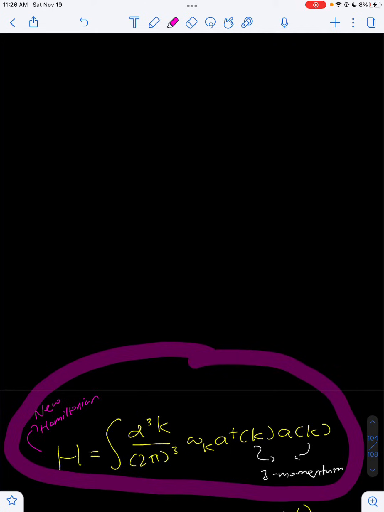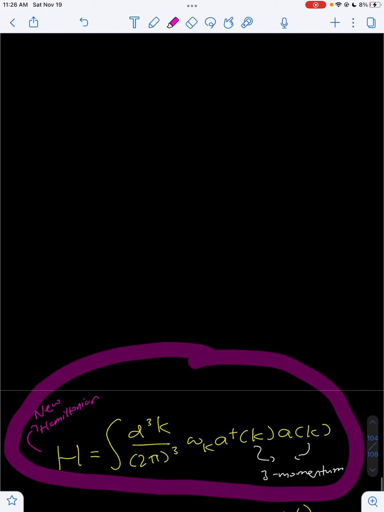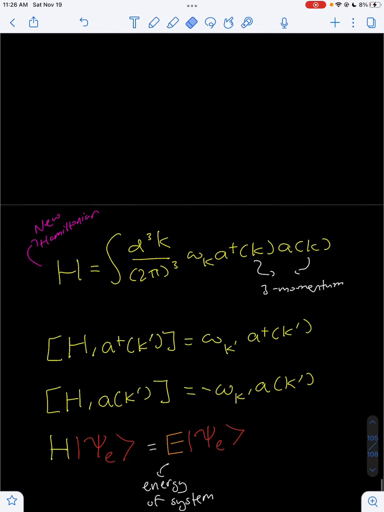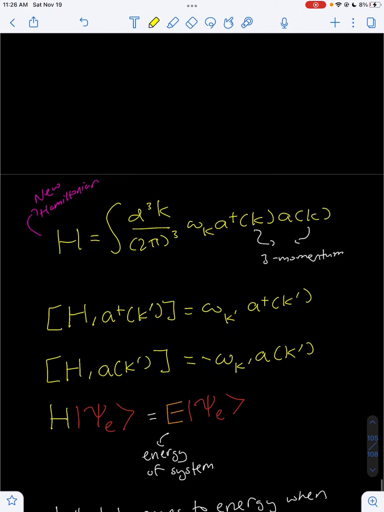This is the exact same reasoning that we used for the momentum operator, which we covered, I think, in the third video, one of those videos on second quantization. It's the exact same steps for the Hamiltonian instead. And the Hamiltonian is going to act on some quantum state and give us the energy that is contained in that state.